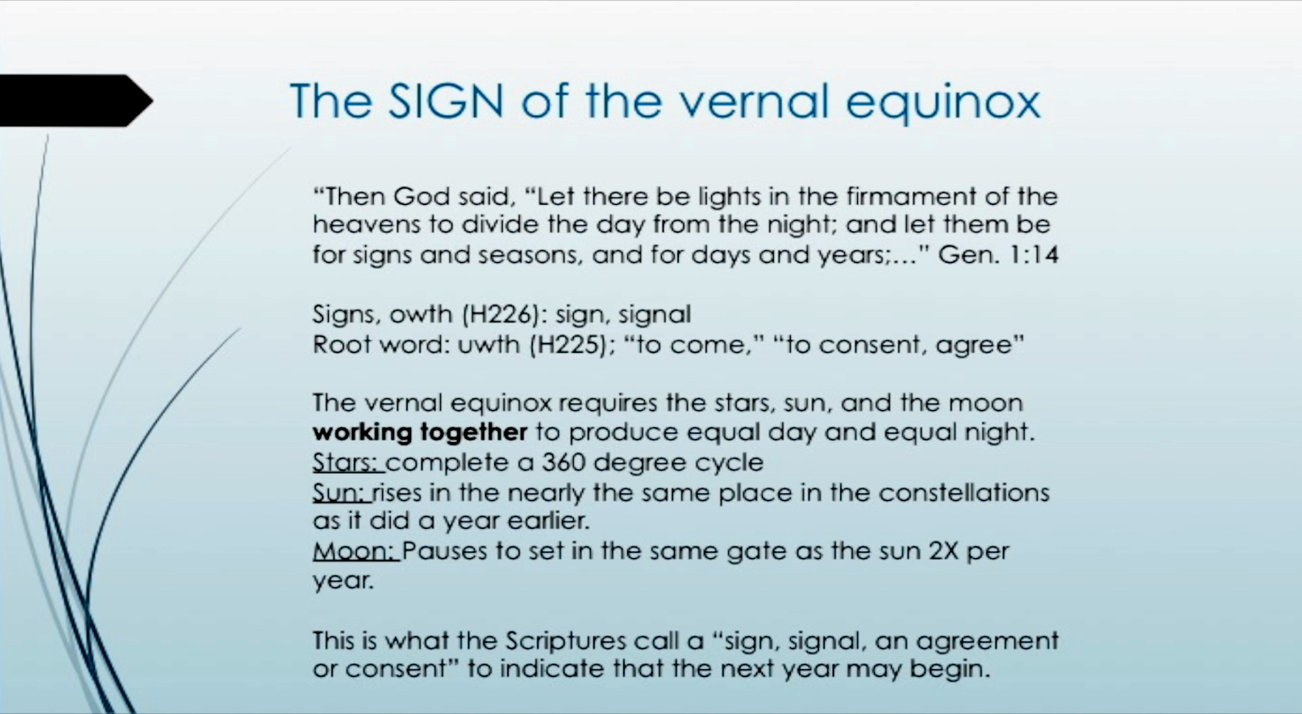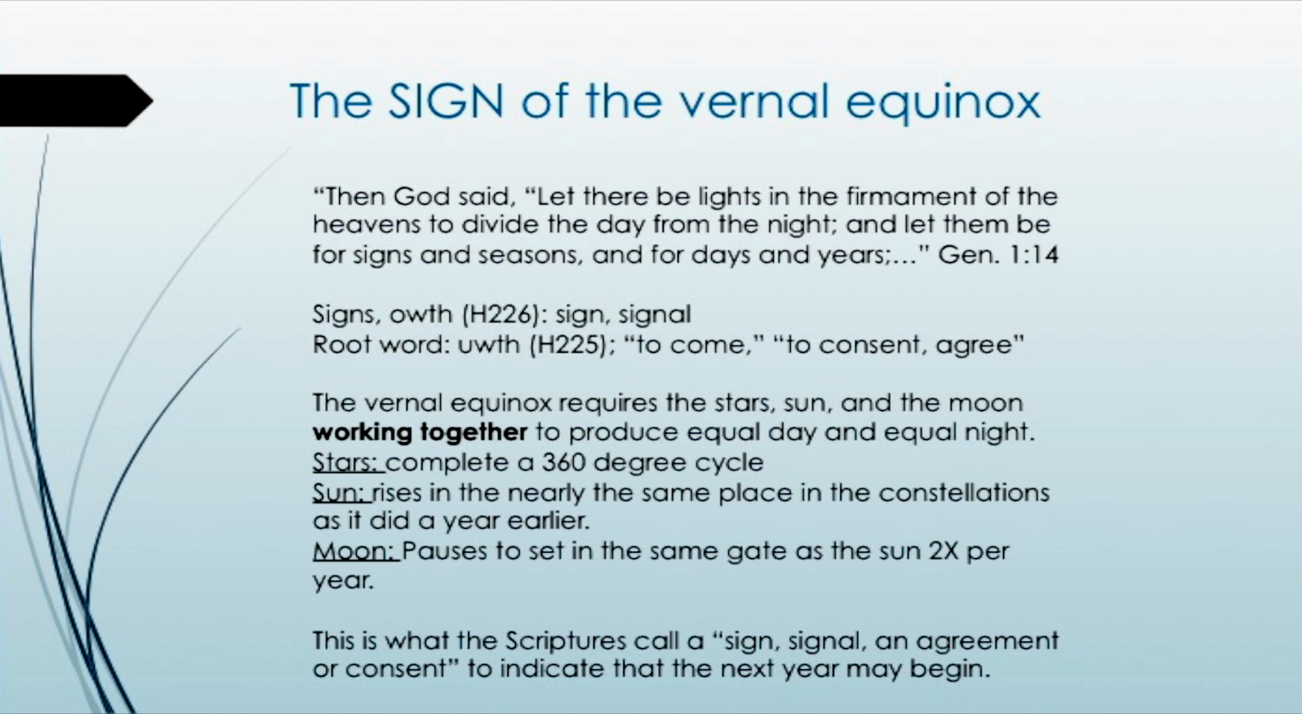Now, the sign of the vernal equinox. Then Elohim said, "Let there be lights in the firmament of the heavens to divide the day from the night, and let them be for signs and seasons and for days and years." Genesis 1:14. Signs, or ot, that's Hebrews 2:26, if you want to look that up. It means a sign or a signal. The root word is uth, and that is 225 in your Strongs. And that means to come, to consent, or agree.